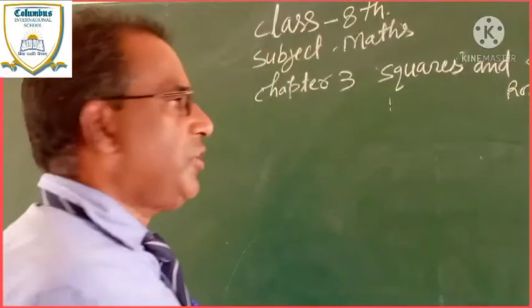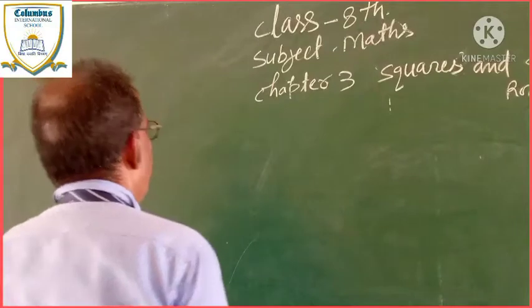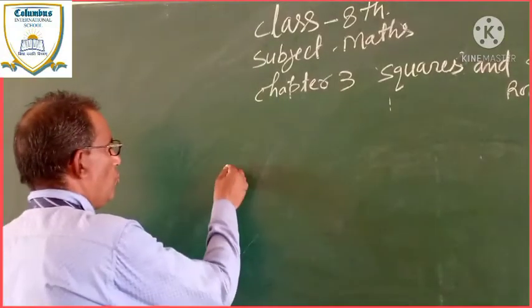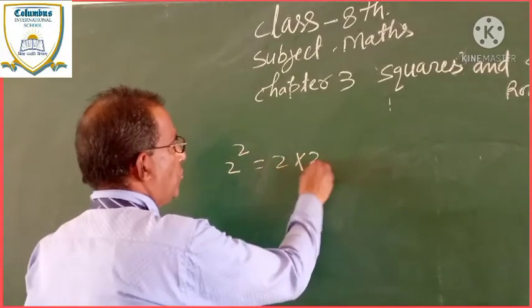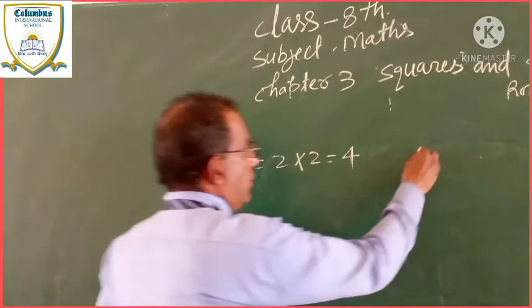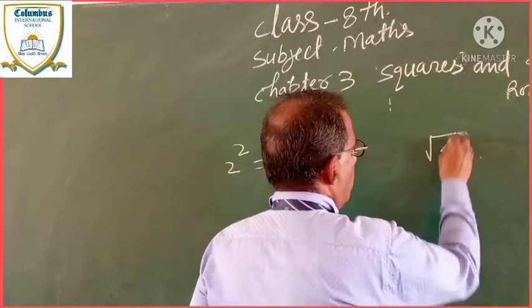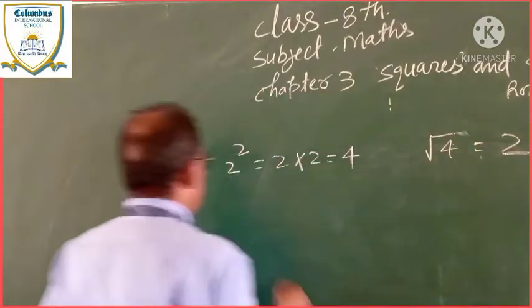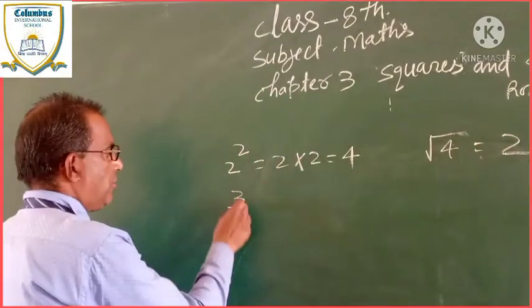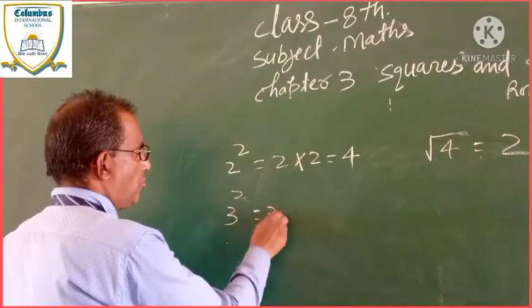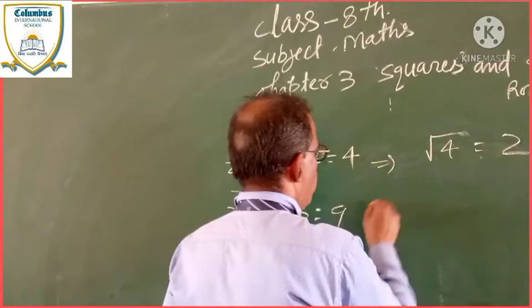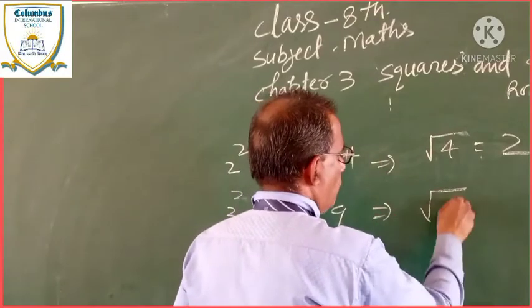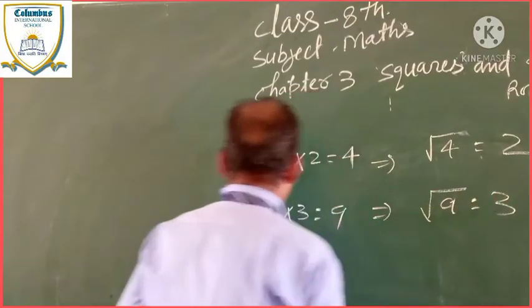Suppose that these are the numbers. 2. The square of 2 means 2 into 2, that is 4. And the square root of 4 equals 2. The square of 3 equals 3 into 3, 9. And the square root of 9 equals 3.